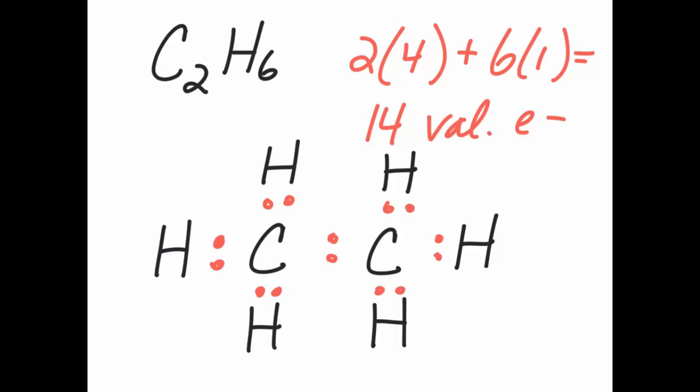Now we look at our structure and see what we've done. Did we use all 14 valence electrons? Let's add it up. 2, 4, 6, 8, 10, 12, 14. Awesome. Does each atom have what it needs to be stable? Does each hydrogen have 2 electrons at this point? Yes, they do. Does each carbon have 8 electrons at this point? Awesome. That means this is a good Lewis structure.